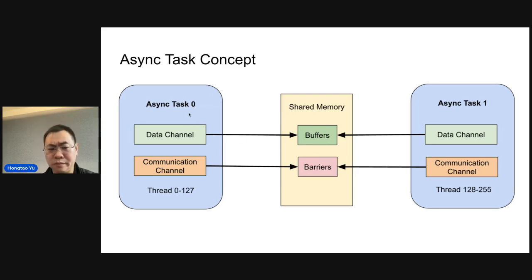So if you think of task 0 as the producer task, it's going to produce its data into the shared memory, and the consumer task is going to fetch the data from there. And the barriers are more for synchronization or communication. And on the bottom, one task will typically be mapped to a work group which has 4 warps and 128 threads in all. This is for the NVIDIA platform.